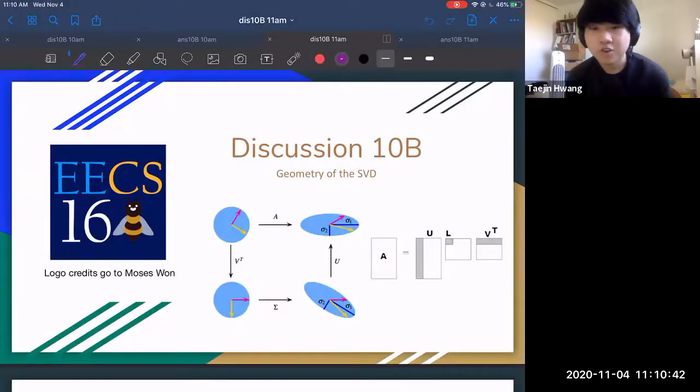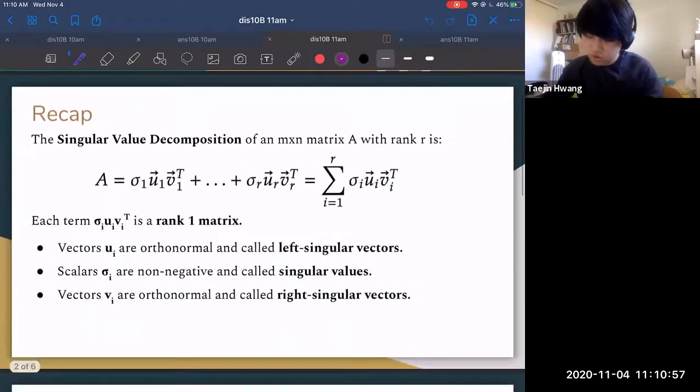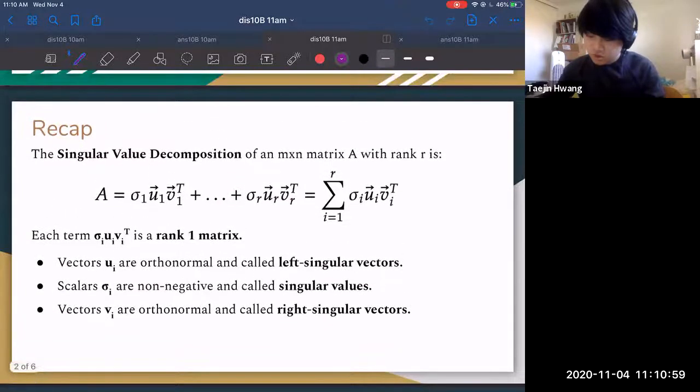All right, so for today's discussion, we're mainly going to be focusing on the full SVD and the geometry of the SVD, how we can view the matrix A as a set of geometric operations. A lot to go over today, but let's do a quick recap of what we've been doing so far.